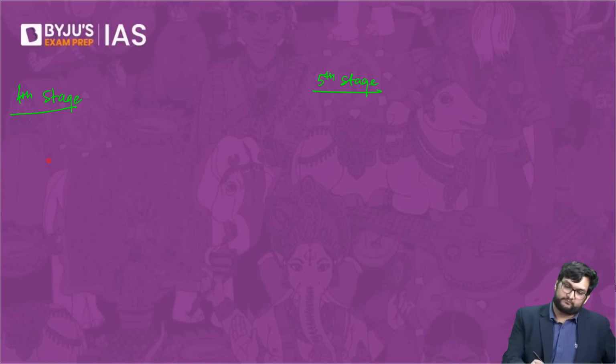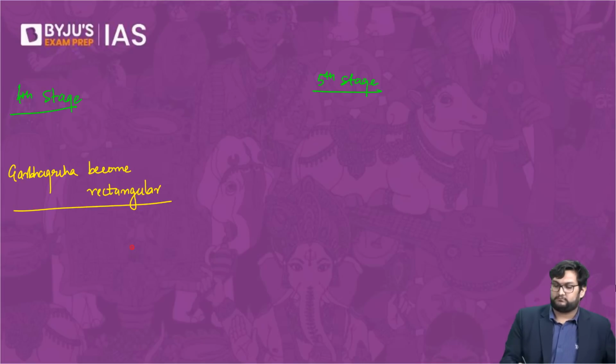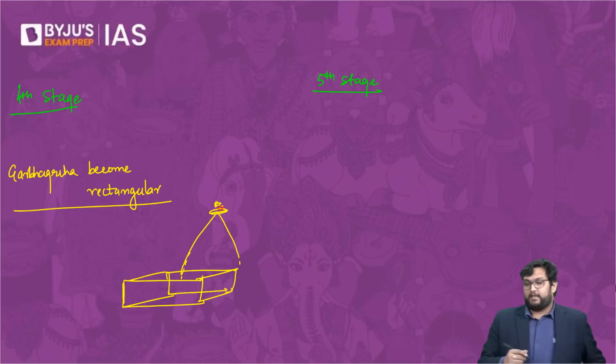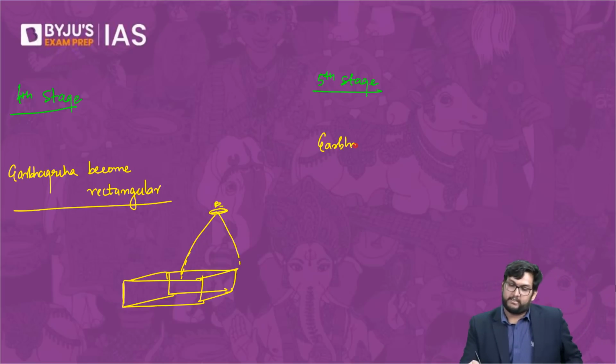Now, if you understand this, the fourth and fifth stages are very easy. The only thing is now they are showing off. In the fourth stage, the Garbhagriha becomes rectangular. And in the fifth stage, the Garbhagriha becomes circular.